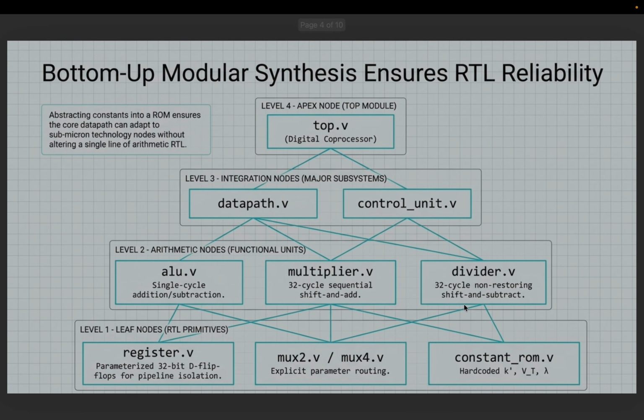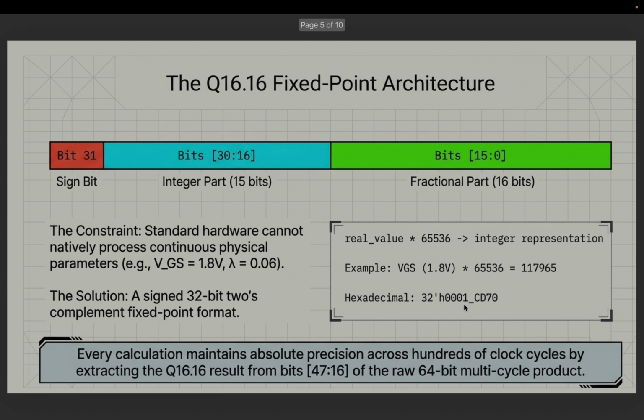And then we can see our bottom-up modular design. Although the overall system was planned from the top level like before, the modules were actually built from the bottom up. We first designed the basic components such as registers, multiplexers, and the constant ROM, and then the small modules were combined to create the arithmetic unit, which is the ALU, the multiplier and divider. Finally, all the modules were connected in the top module, which is the top.v. Storing the technology constant in the ROM also makes it easier to update the design in the future, as we can see in the constant_rom.v.